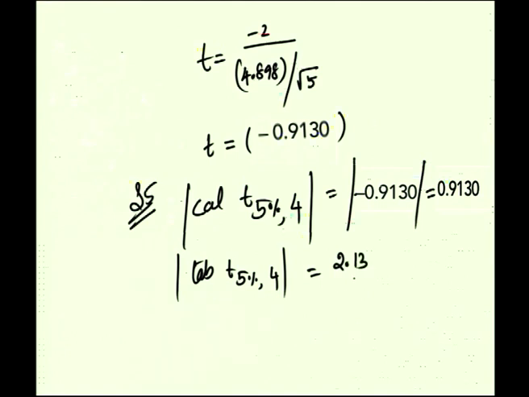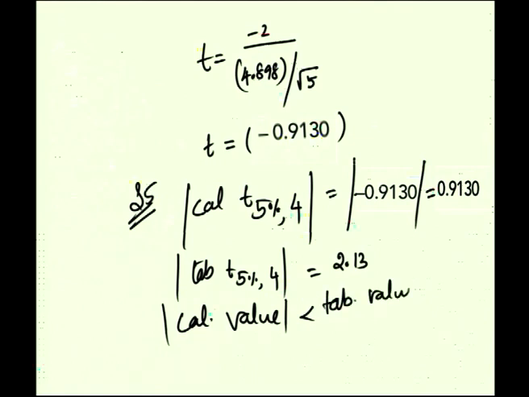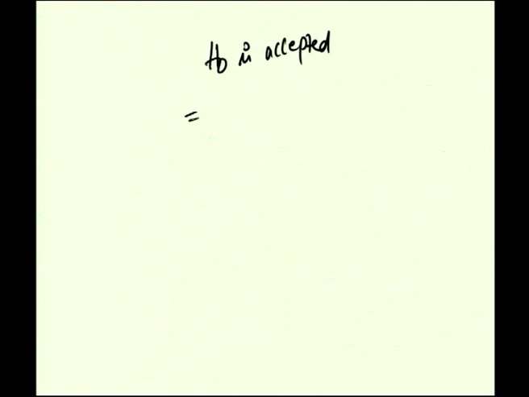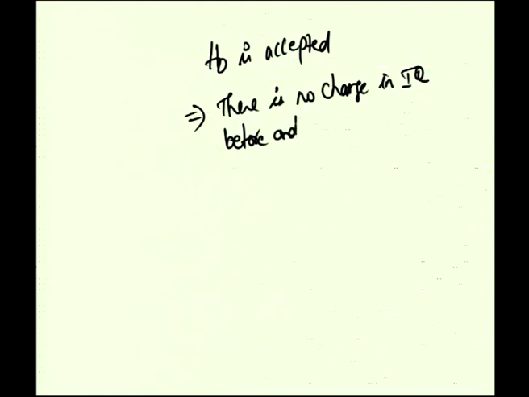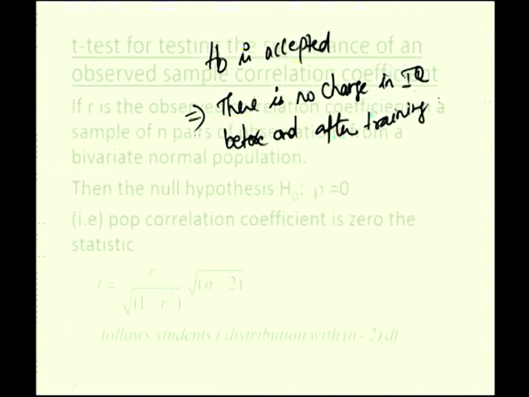Now, calculated value is much lesser than tabulated value, therefore, H naught is accepted. Accepted in the sense there is no difference in IQ, there is no change in IQ of the persons before and after the training program.